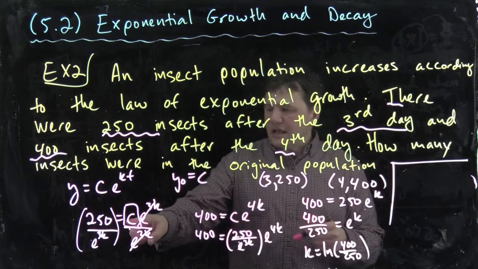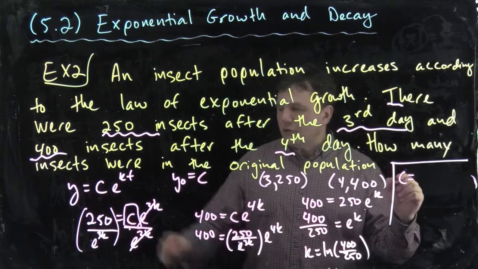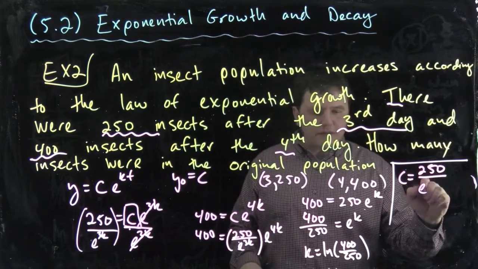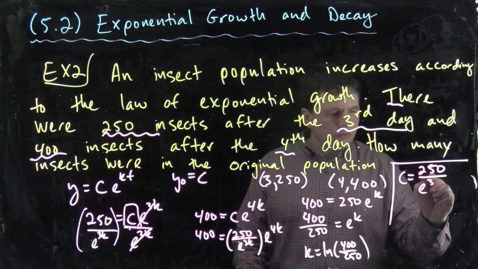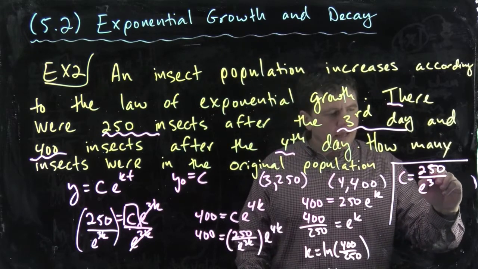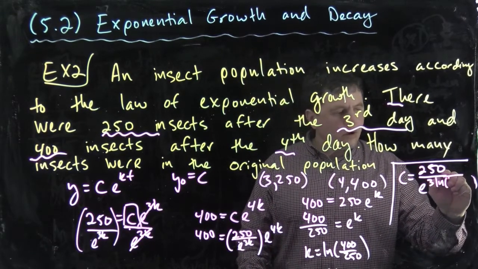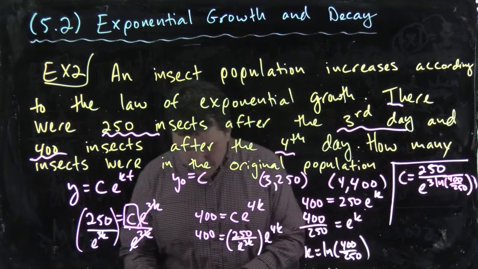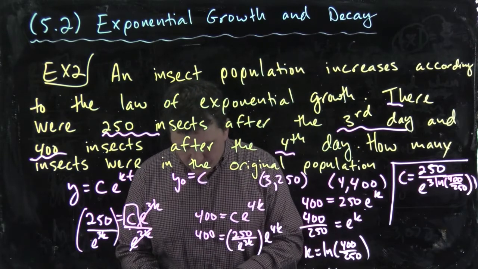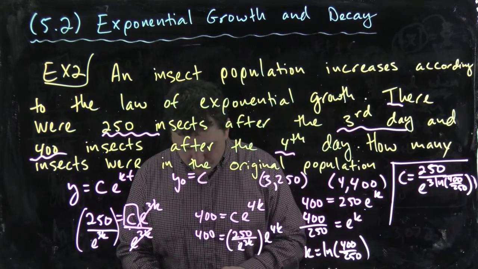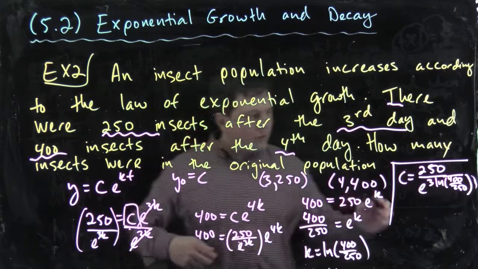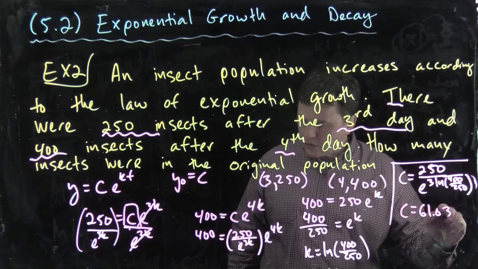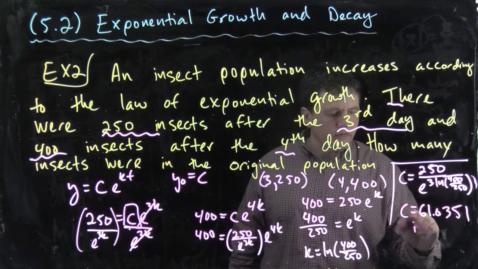And now to get c, I'm going to use this formula here. So c is equal to 250 over e to the 3k, and this is k. So 3 times ln of 400 over 250. And let's calculate that. And what we get is c is equal to 61.035 and then 1 insects.